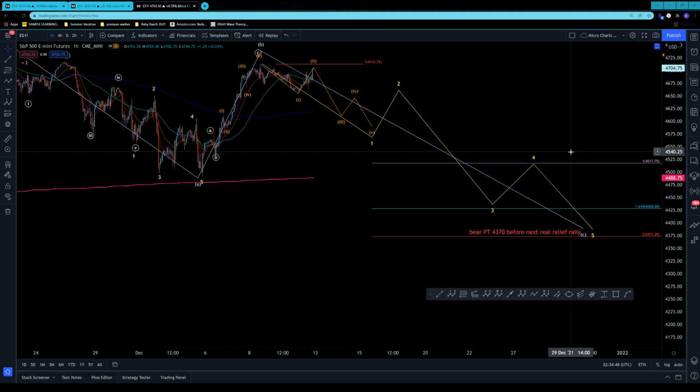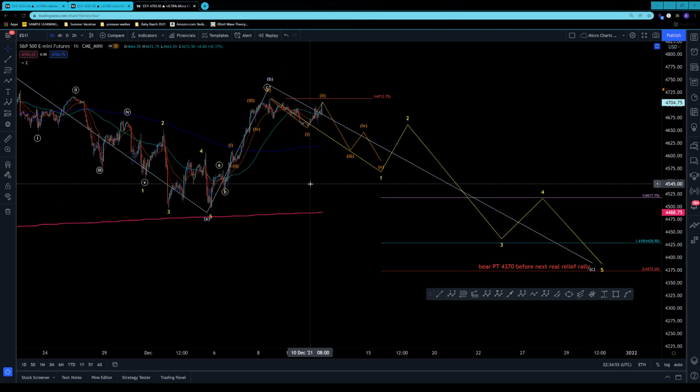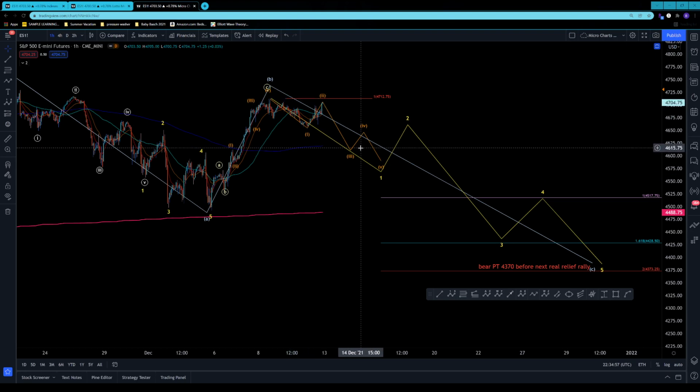So I don't like this count. I don't think it is where we're going to be going, but we want to make sure that we're aware of it being possible. That way, if this is exactly what the market gives us, we know how to trade off of it.